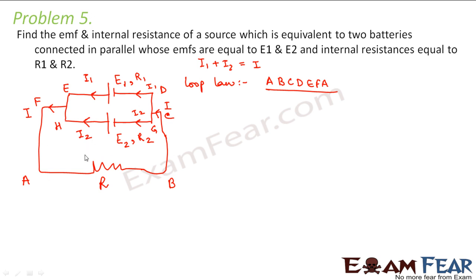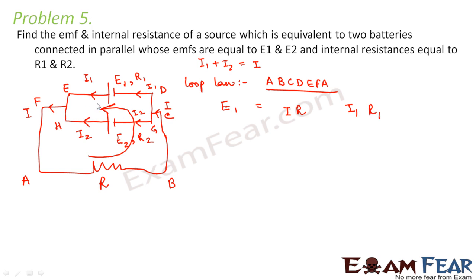We assume a direction. Let us suppose I assume this direction. What are the EMFs involved here? That is E1. What are the resistances involved? That is capital R and R1. How much current is flowing through R? That is I. How much current is flowing through R1? That is I1.